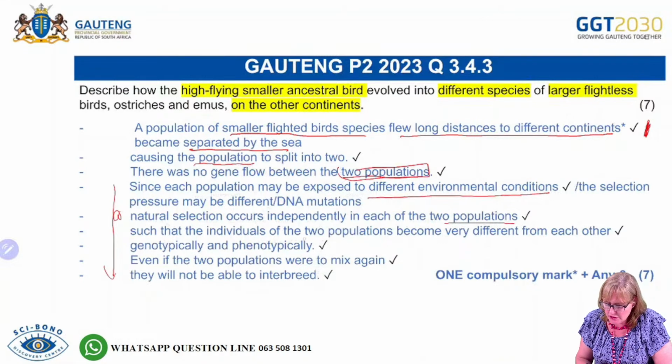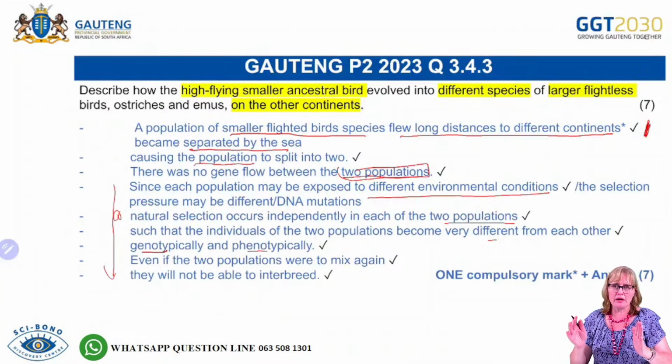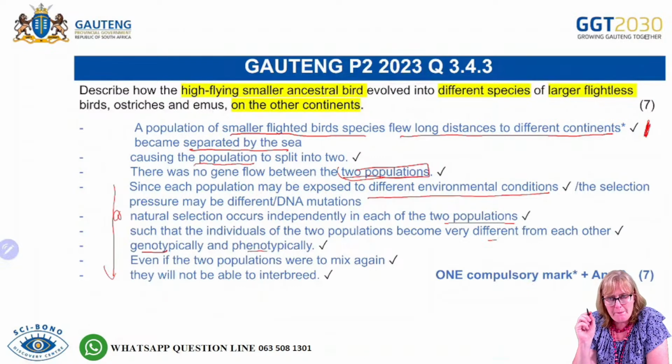Such that the individuals of the two populations become very different from each other, genotypically, phenotypically. People, this is just a recipe, just what's in the exam guideline. Exactly like that. You just write it down, okay? But the big thing here is you talk about the two populations. And at the end, you don't even say they're species, you just say they won't be able to interbreed again.